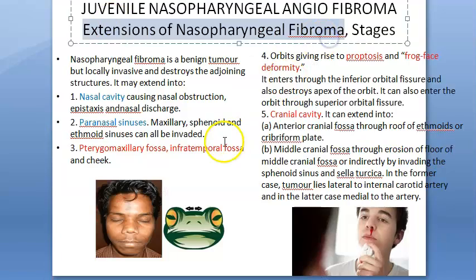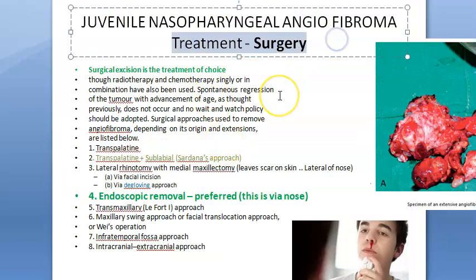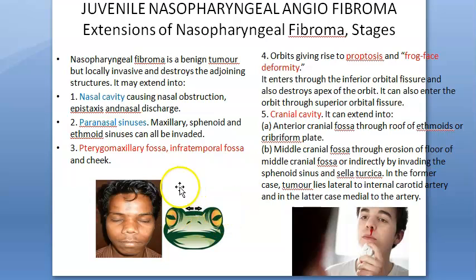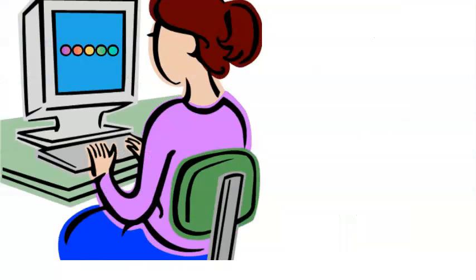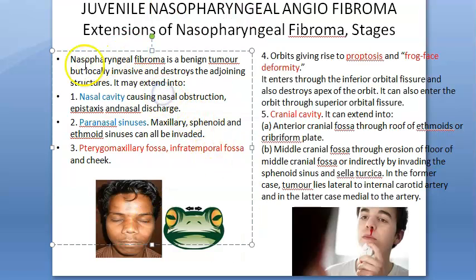Okay, so let us look at the extensions, and then we have to look at the treatment. So let us do one thing. Let us look at the extensions in this video, and let us continue the treatment in the next video. Okay, extensions let us look at now. Then treatment we'll look at in the next video.